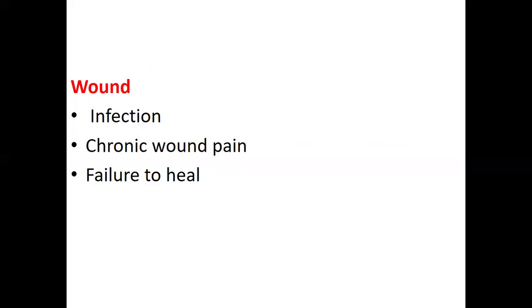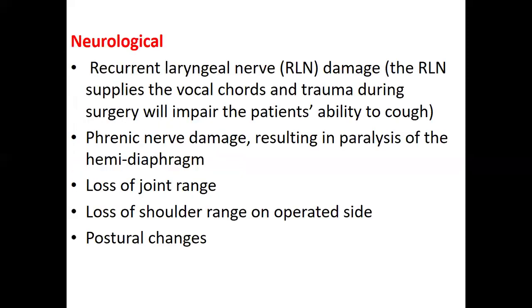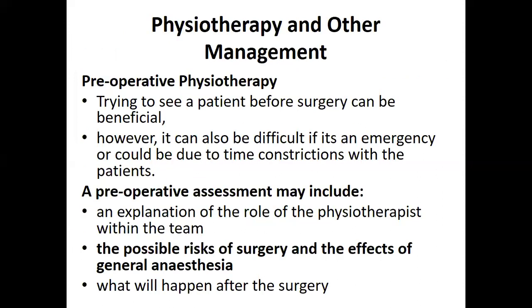A wound may be infected, cause chronic wound pain, or fail to heal. You know, there is no surgery without a wound. A wound will have to be there, and if it is infected or fails to heal, it is a complication. Or maybe during the operation, you can cause injury to a nerve. The nerve may end up getting damaged, and it can even damage the nerves that supply the vocal cords. All these are complications that can arise, and people are supposed to be aware of them.